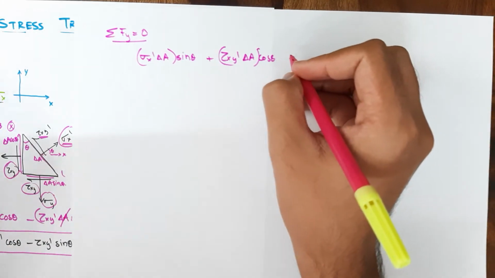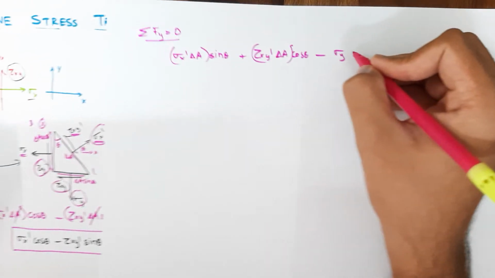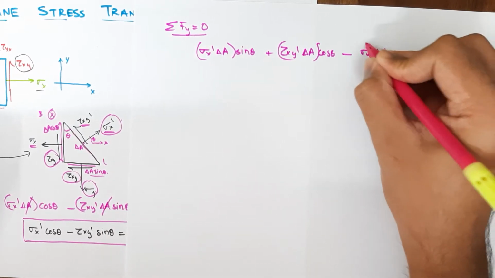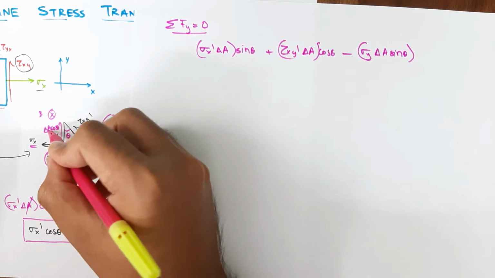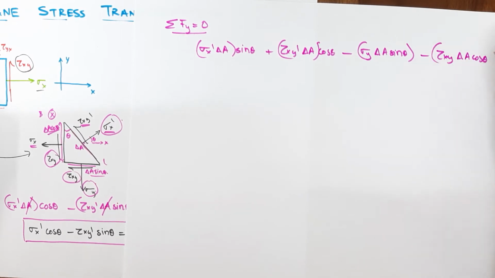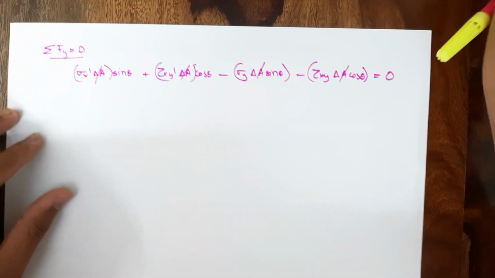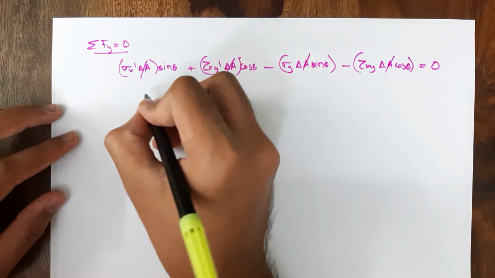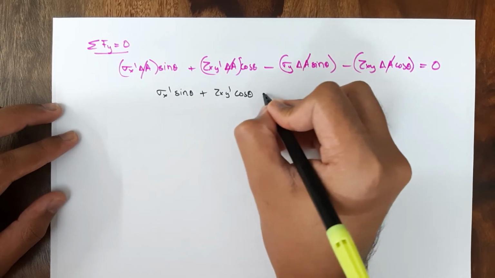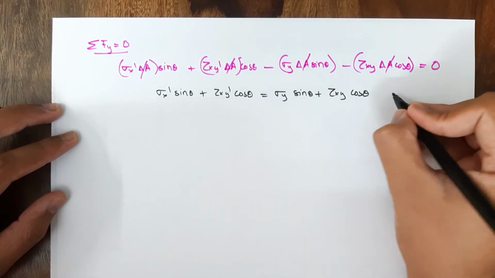and the other two forces are in the negative direction, so a minus sigma y into this area, which is delta A sine theta, this is the force, and tau xy into this area will give us this. So again we can cancel out the delta A term, and what will we be left with? So sigma x dash sine theta plus tau xy dash cos theta is equal to sigma y sine theta plus tau xy cos theta. So this is our equation 2.